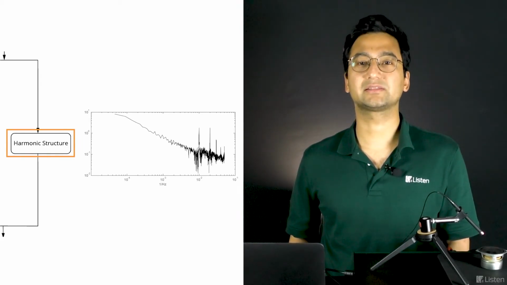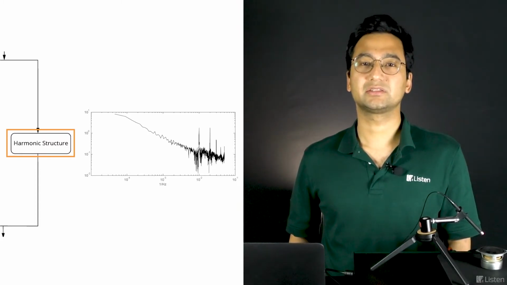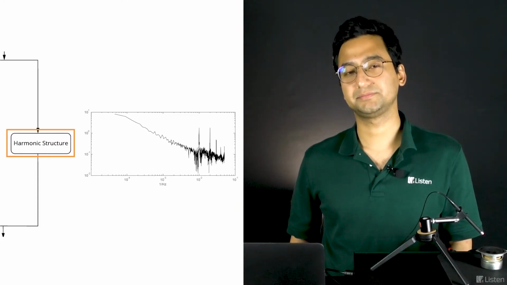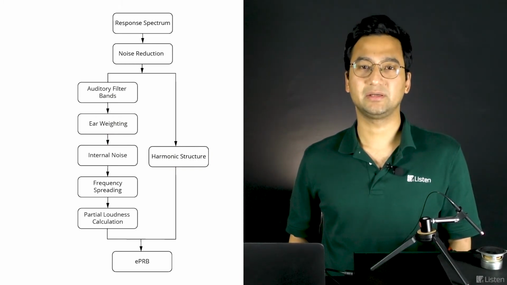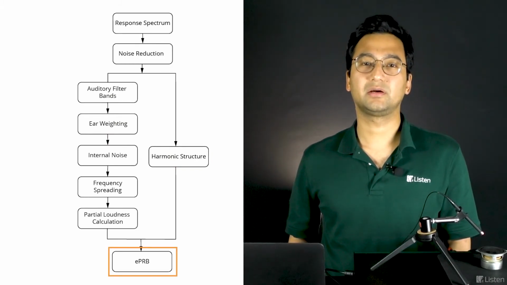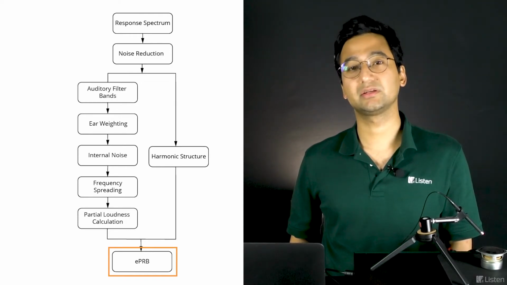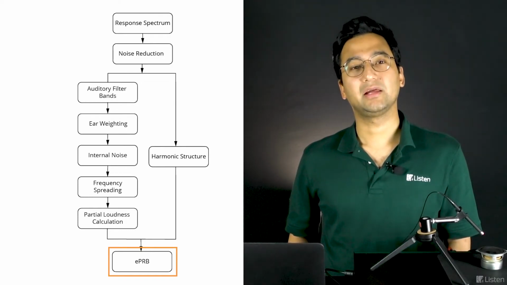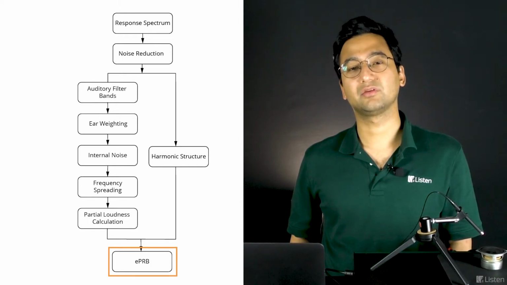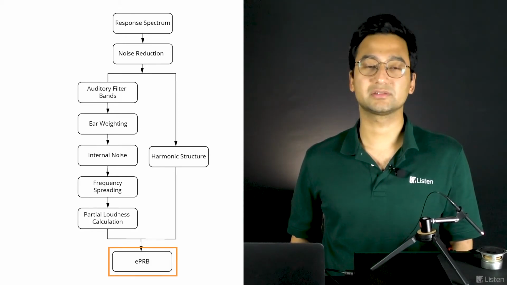A strong and extended harmonic structure is a signature of rub and buzz. In the final step, the result of the harmonic analysis is combined with perceptual distortion to accentuate the rub and buzz and return a harmonically weighted value for rub and buzz loudness in phons.